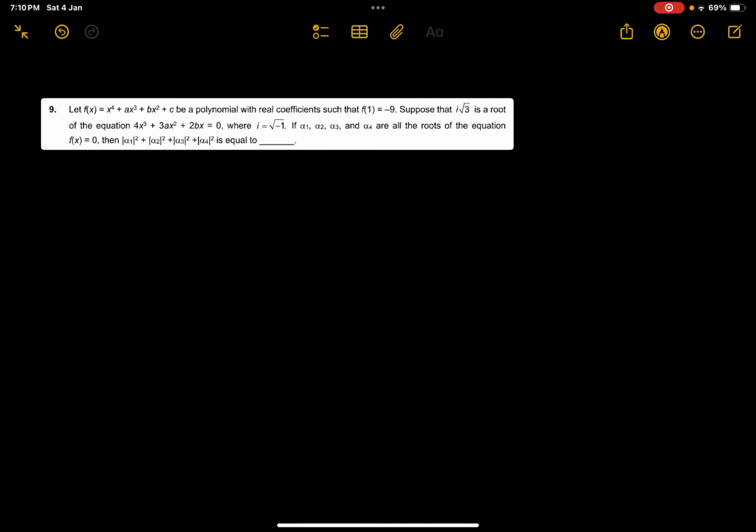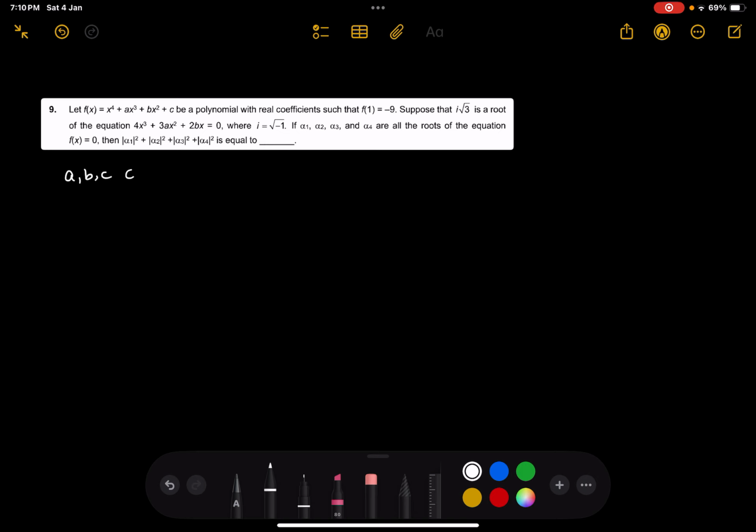So we have a question from polynomials here, and we are given that a, b, c are real and f(1) is equal to -9. So f(1), which is 1 plus a plus b plus c, is equal to -9, which means a plus b plus c is equal to -10.